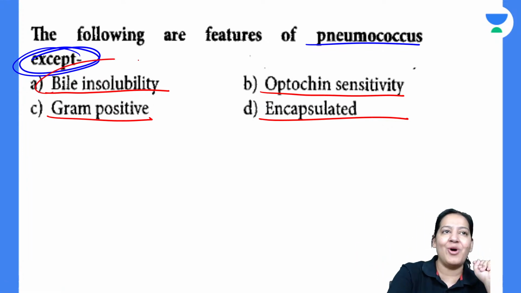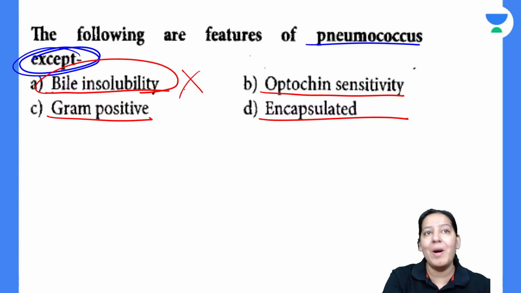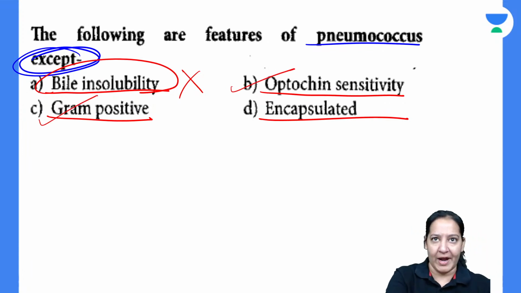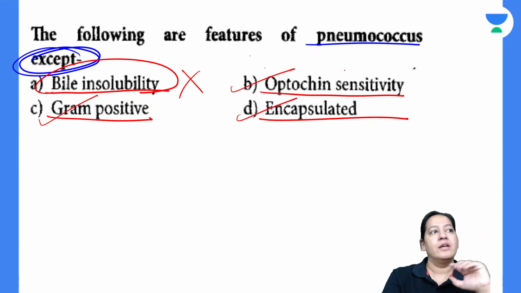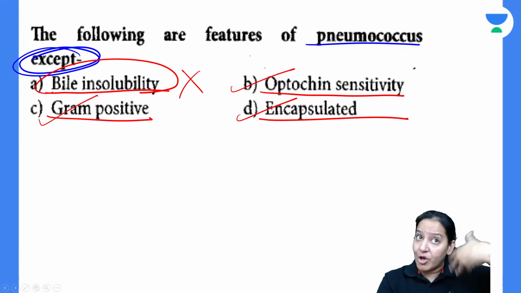Yes, bile insolubility is not a feature of pneumococcus because pneumococci are bile soluble. They are bile soluble. They are optochin sensitive. They are gram positive cocci, diplococci, and they are capsulated. The remaining three are the features. Yes, Sachin. The remaining three are the features, but bile insolubility is not a feature. Bile solubility is a feature.